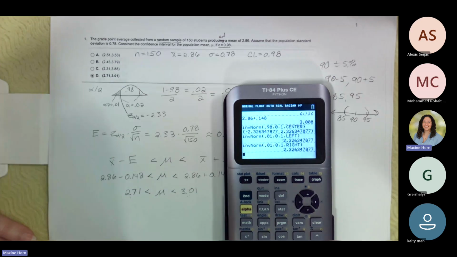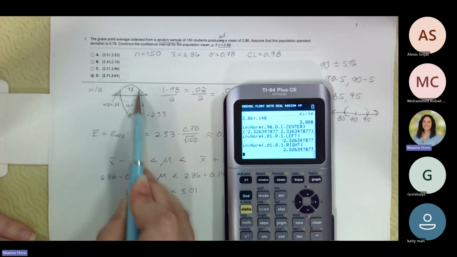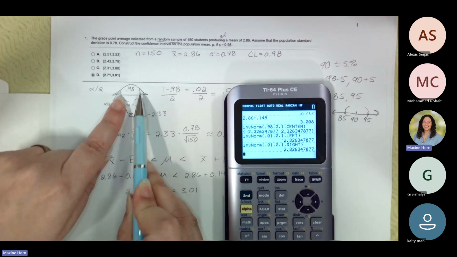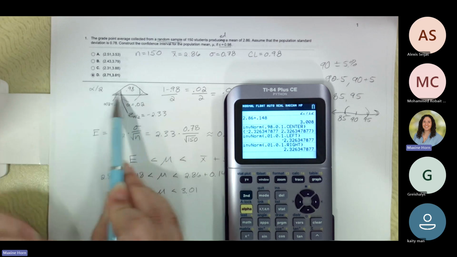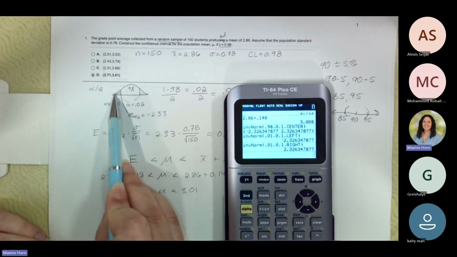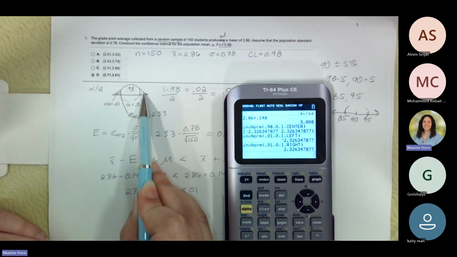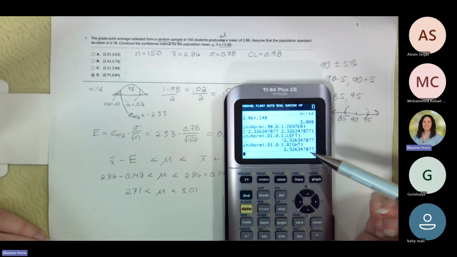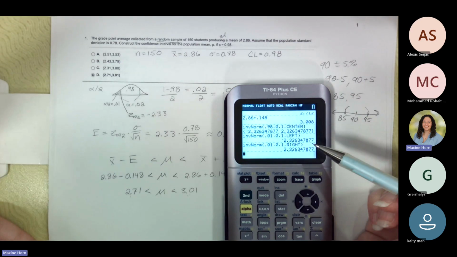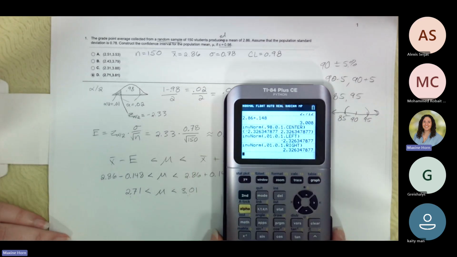So if you tell it that the area in the center is 98, it's going to give you the two z-scores, positive and negative, that define that area. If you tell it that 1% is the area to the left, it's going to give you the negative z-score. And if you tell it that 1% is the area to the right, it's going to give you the positive z-score. Okay, so these are the three different ways that you can do that if you wanted to do that part in the calculator.